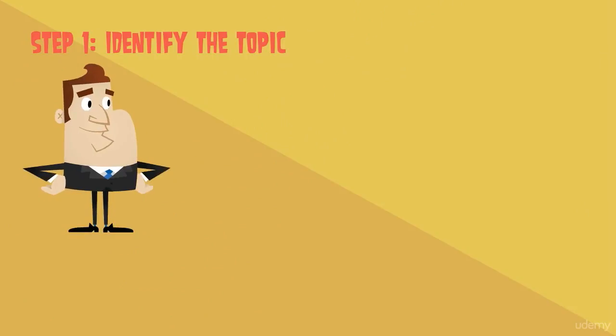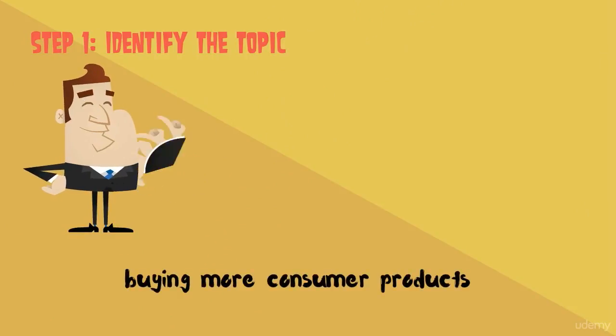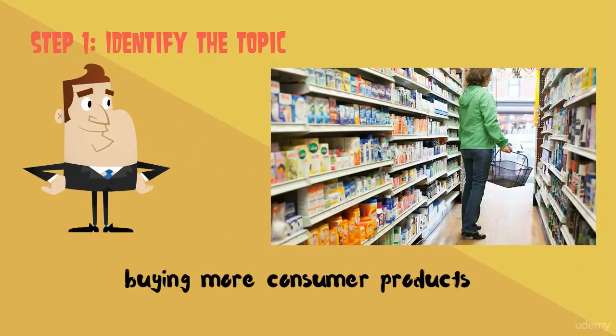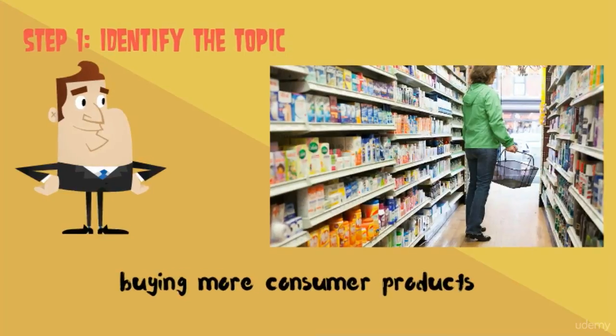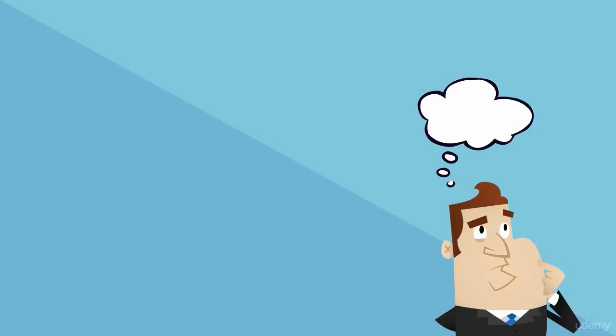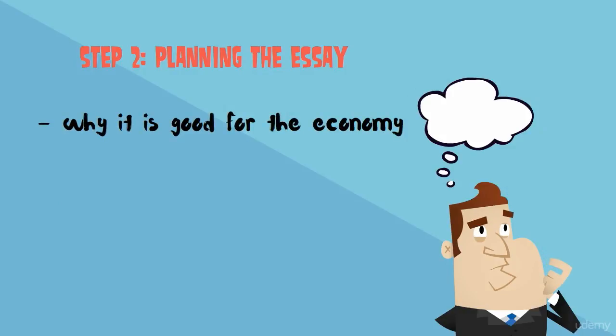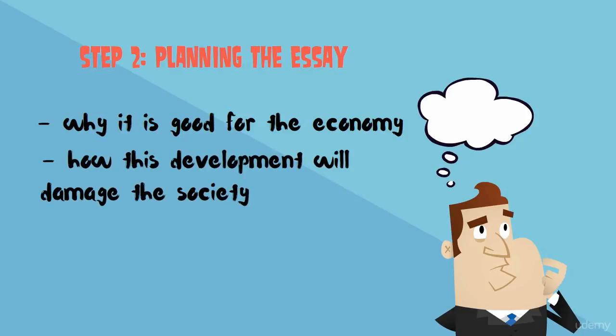The first thing we need to do here is to identify the topic. And the topic of today's question is buying more consumer products. The next step is to plan the essay. We should give reasons for why firstly we think it is good for the economy, but secondly, we should also give reasons for why this development will damage the society.